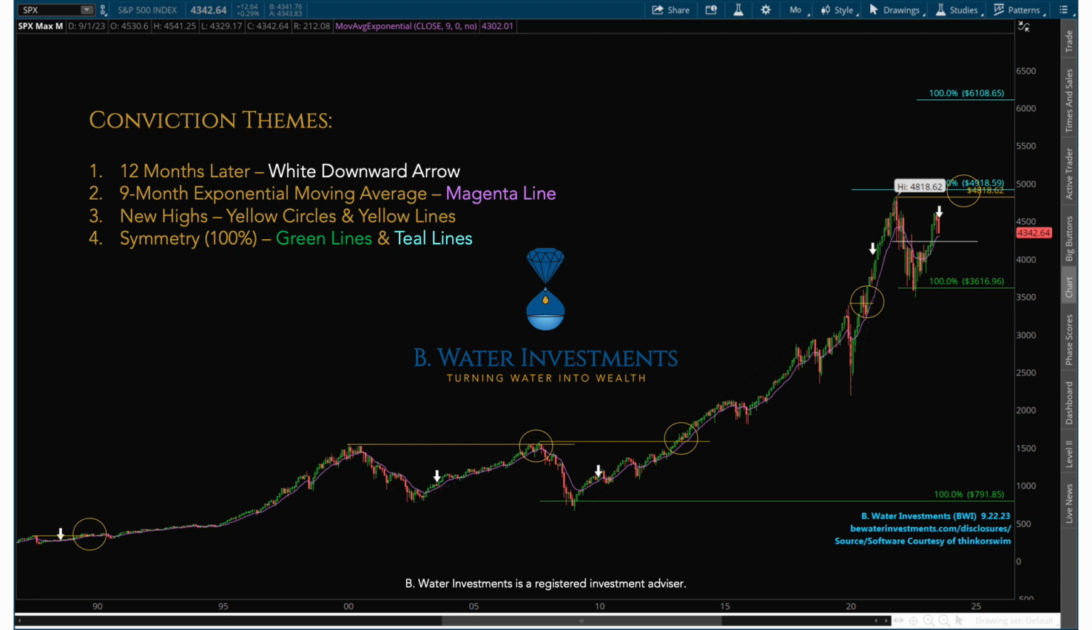But right now, as was the case in every other bear market occasion in this chart since 1987, once we've gotten below the 9-month exponential moving average, the magenta line, and then gotten back above it after a substantial pullback or decline or recession, however you want to call it, and if we stay above that magenta line, that's a solid line in the sand to measure the trend. And right now, in September, we are above the 9-month exponential moving average with price action.